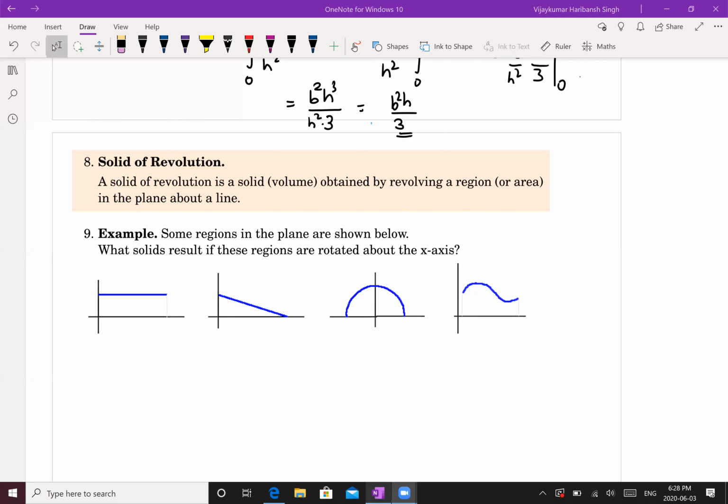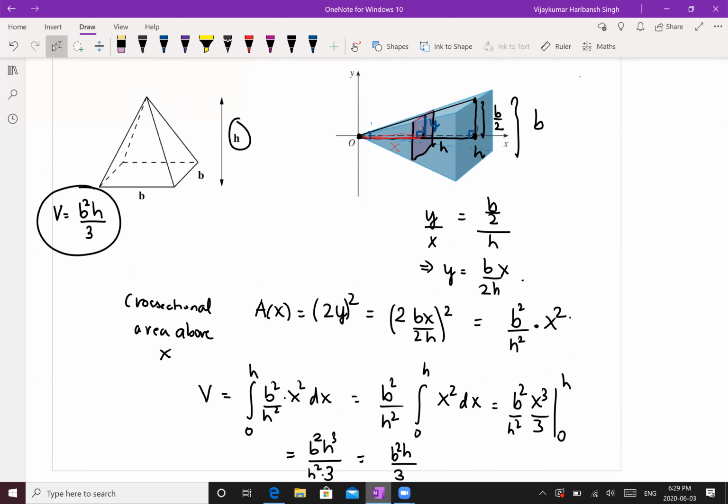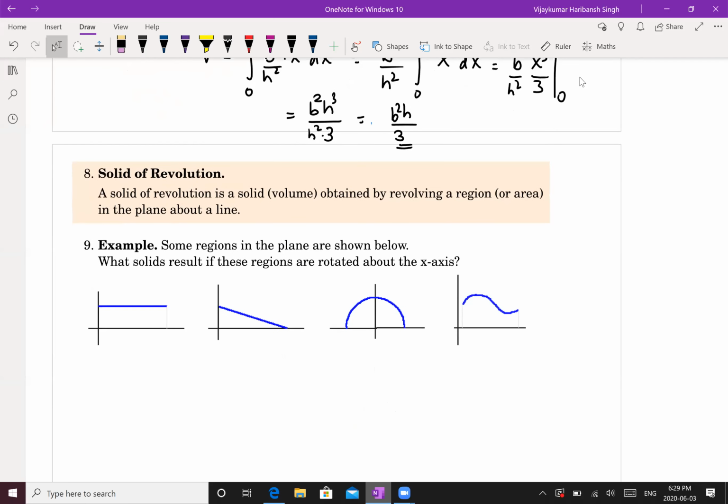So let's ask the following question. In this case, we were able to find the cross-sectional area. So when can we find cross-sectional areas? In one case, we can find it very easily. Those are what are called solids of revolution. So what is a solid of revolution? You take a region or an area in a plane and rotate it along a line. So suppose I take this region and rotate it along the x-axis, what would I get?